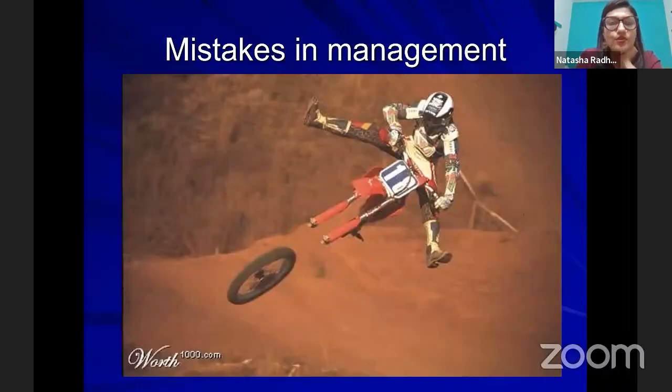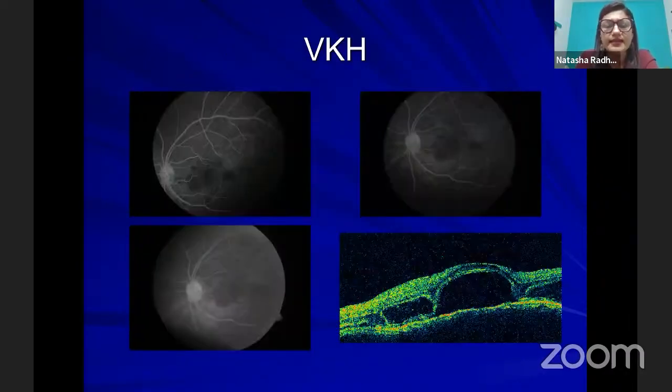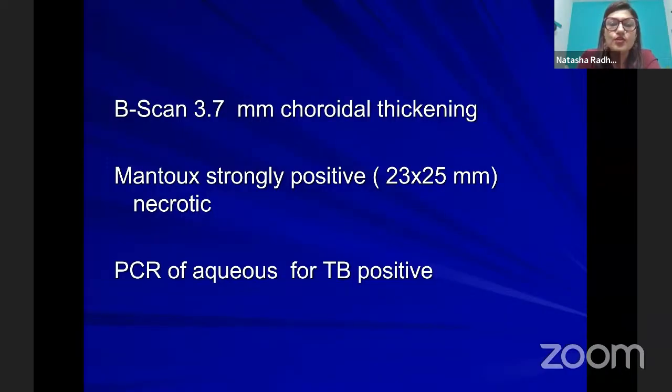Now, going on to mistakes in management, this is a 40-year-old lady who presented to us with decrease in vision, and on examination, multiple sensory neural detachments, mild disc edema, and the FA was fairly typical of VKH with the pinpoint leakages and the bullous sensory neural detachments on OCT. But after we started her on steroids, 2 weeks later, she presented with severe ocular inflammation, orbital inflammation, and new lesions that appeared in her fundus, and then she turned out to be strongly Mantoux positive, and PCR of the aqueous we did turned out to be TB positive.